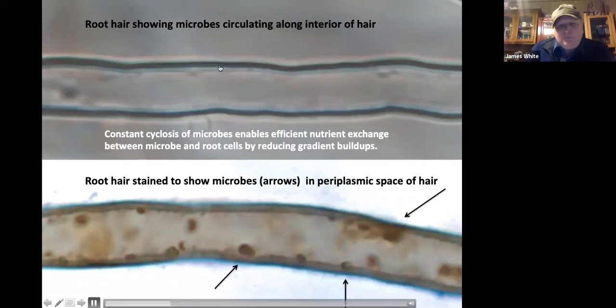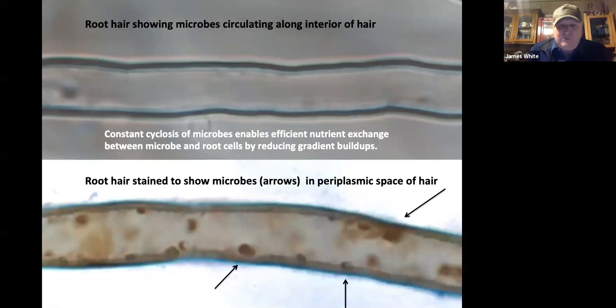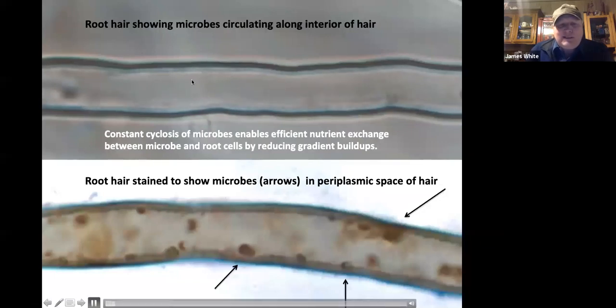This top is another root hair, but this is a movie actually that shows these microbes. You can see the little bumps here. These are where the microbes are circulating around. They're constantly being circulated around. And of course, that adds to this cloning process by breaking up the microbes and facilitating nutrient exchange. So it's a very active process. You don't usually see root hairs like this moving, but they do this. This is what they do.